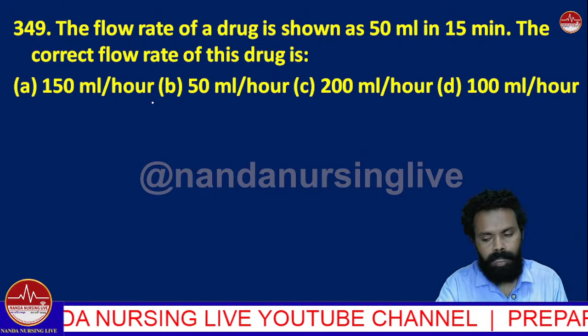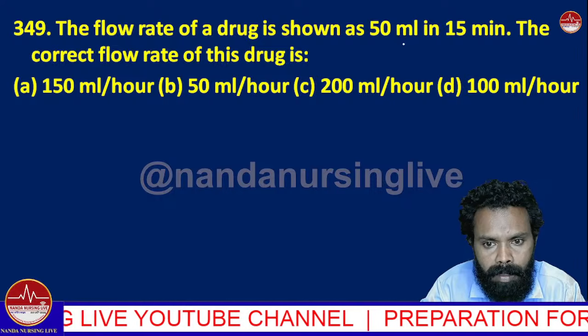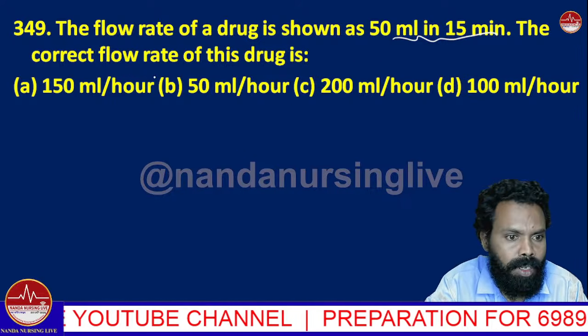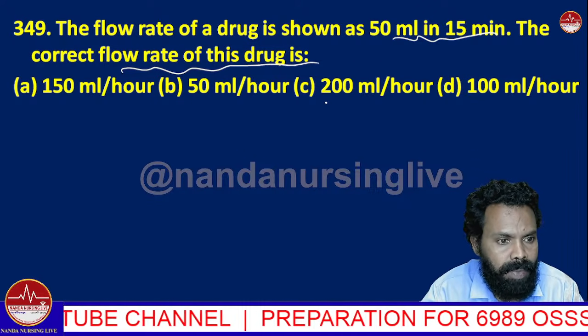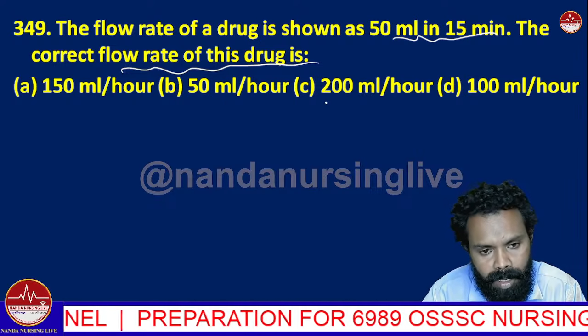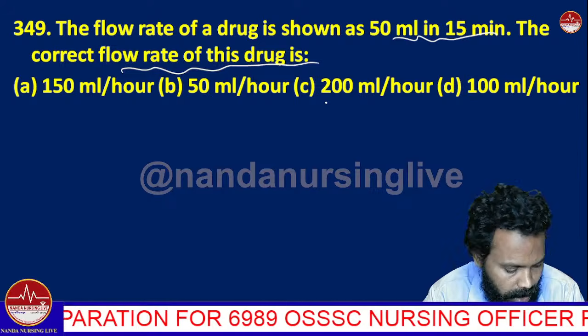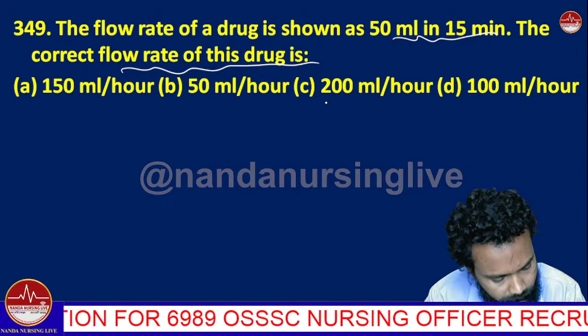Next question number 349. The flow rate of a drug is shown as 15 ml in 15 minutes. The correct flow rate of this drug is option A 150 ml per hour, option B 50 ml per hour, option C 200 ml per hour, option D 100 ml per hour. So which option is the correct answer?